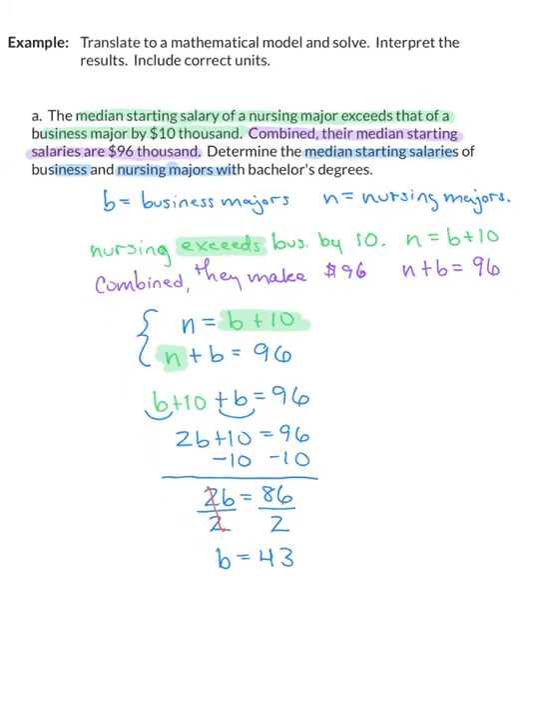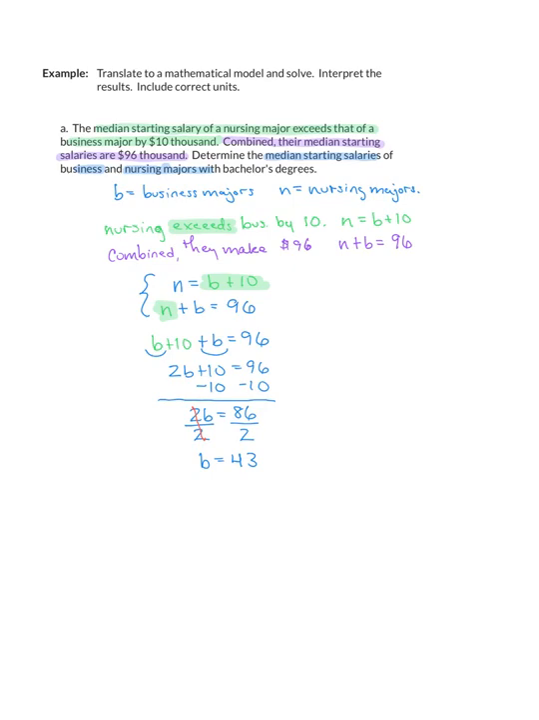Okay, so that's all great. Now we need to go ahead and find n. Well, n is equal to b plus 10. So we get n is equal to 43 plus 10. So n is equal to 53. Okay, so that takes care of solving the system.